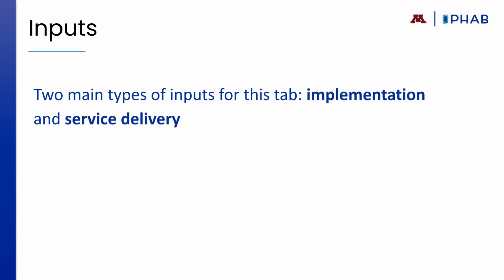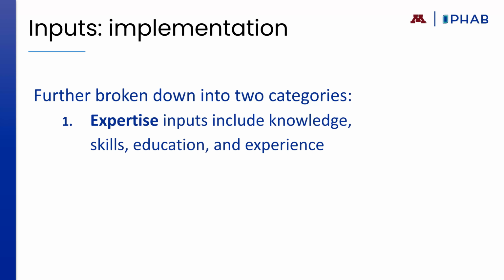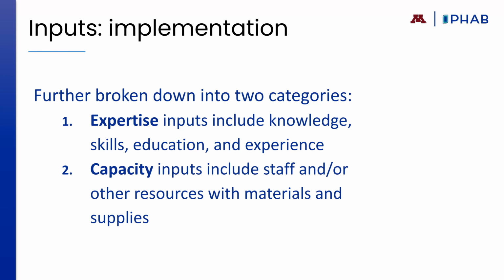To understand what can be achieved, you will need to have several collections of data ready to input into the tab. There are 2 main types of inputs for this tab: implementation and service delivery. Implementation inputs are collected across 2 categories: expertise and capacity. Expertise inputs include knowledge, skills, education, and experience. Capacity inputs include staff and/or other resources with materials and supplies.